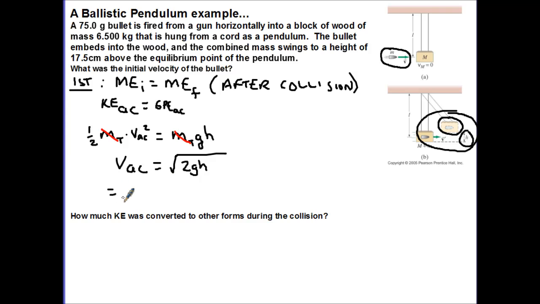And in this case, I'm given all this information. I can go ahead and calculate the velocity after the collision. So 2 times 9.8 meters per second squared, multiplied by the change in height that the pendulum went through, which was 0.175 meters. So let's compute that quick. And that value turns out to be about 1.85 meters per second. So that would be the speed that the bullet and block acquired after the collision.